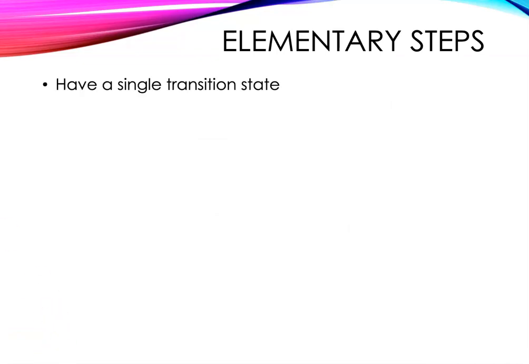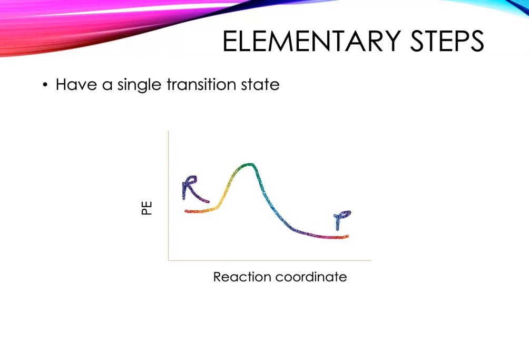They have a single transition state. So as we go from reactants to products, notice there's only one peak in my potential energy diagram in my reaction progress, right? So I go from reactants to products, and there's one transition state. There's one activated complex to get from beginning to end. And that's what we mean by an elementary step.